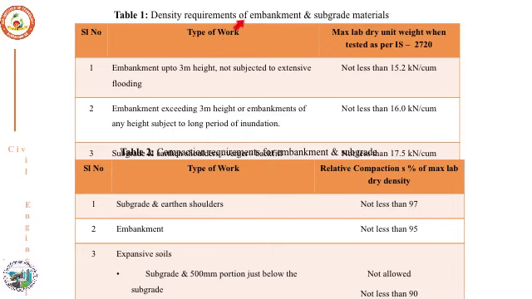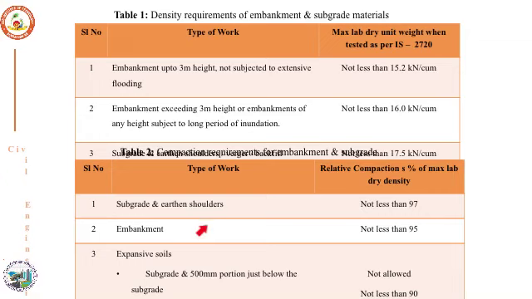So, the density requirement of embankment and subgrade material. Depending upon the type of the work, you have to get the minimum required lab density. If the embankment is up to a height of 3 meters and not subjected to extensive flooding, the laboratory density obtained should not be less than 15.2 kilonewton per meter cube. And similarly, for various conditions, the lab density required for the material is given.